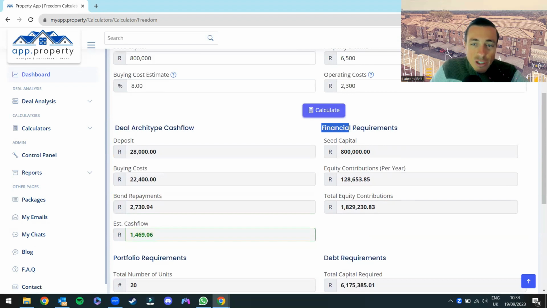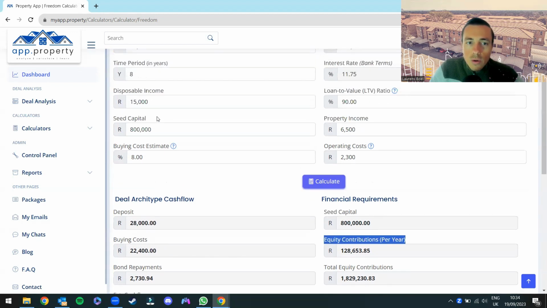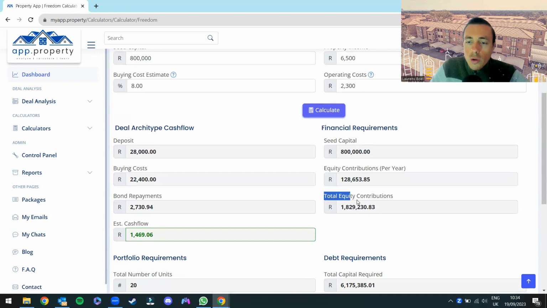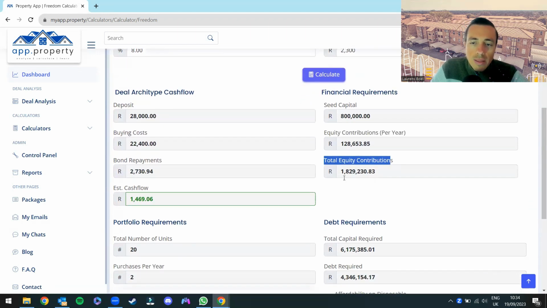Then we look at the financial requirements. So you've got the seed capital of 800,000. That's money that you can play with now. Plus you've got equity contributions per year. That is your disposable income. So your total equity contributions would be, in this example, 1.82 million over the timeline that you've chosen.